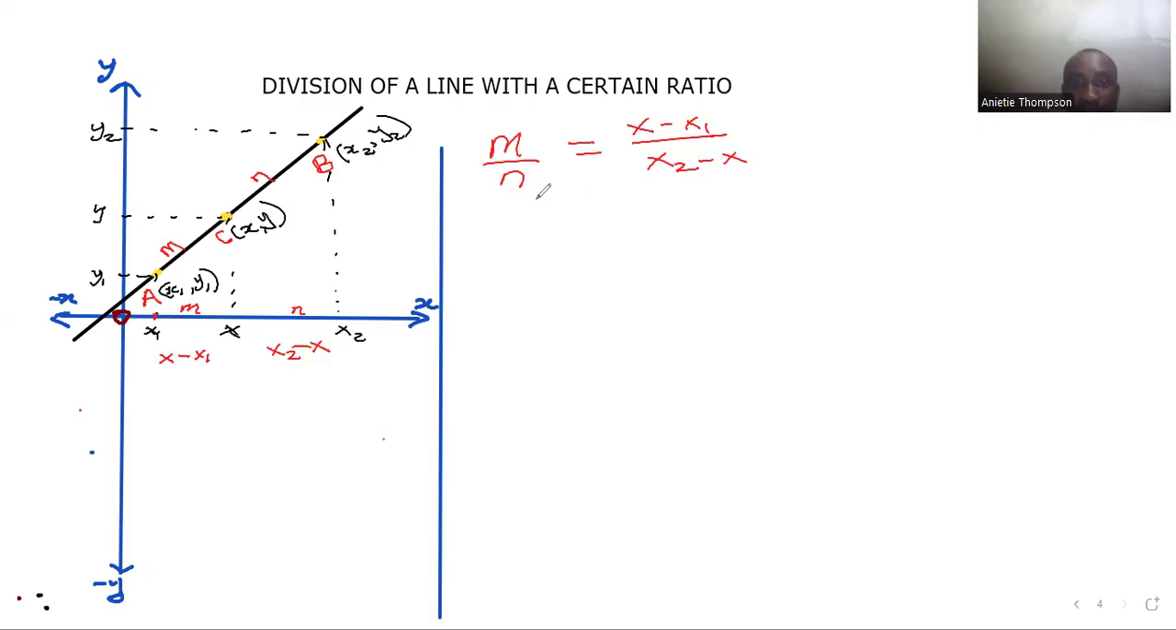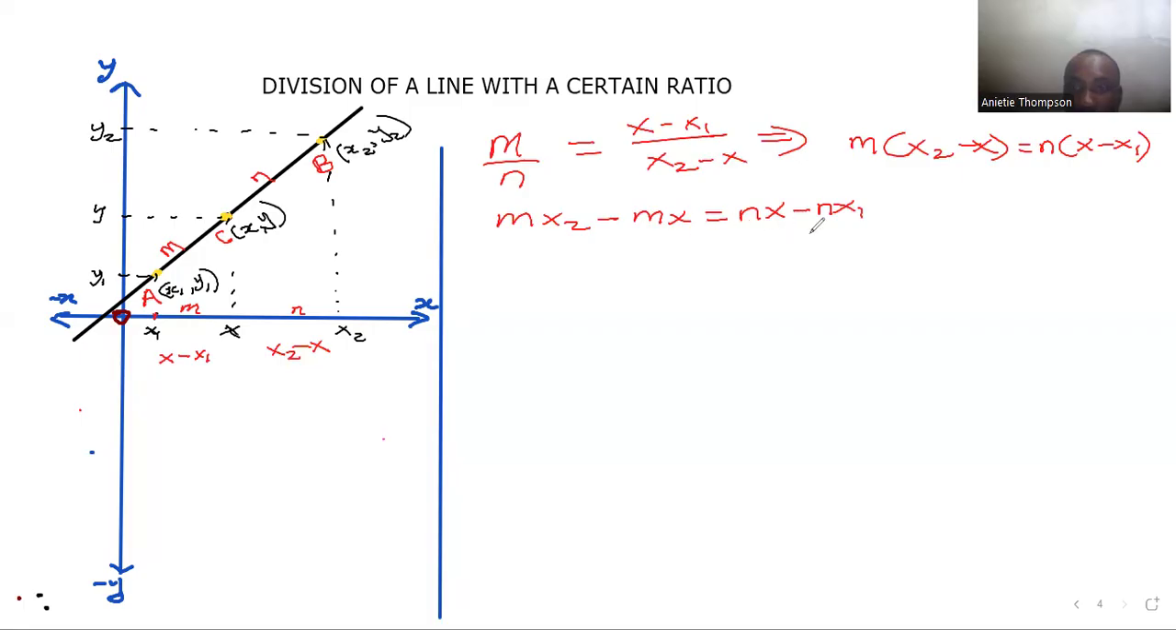You can do that by cross multiplication. If we cross multiply, we have m times (x2 minus x) equals n times (x minus x1). Then we open the brackets and we have mx2 minus mx equals nx minus nx1.